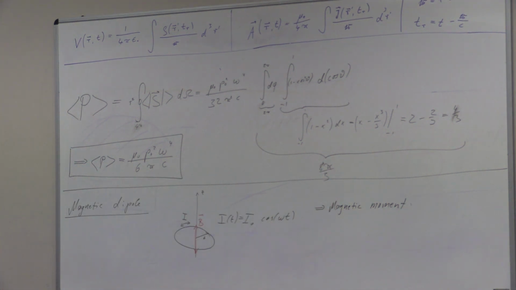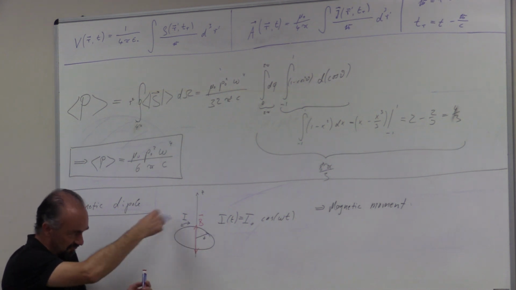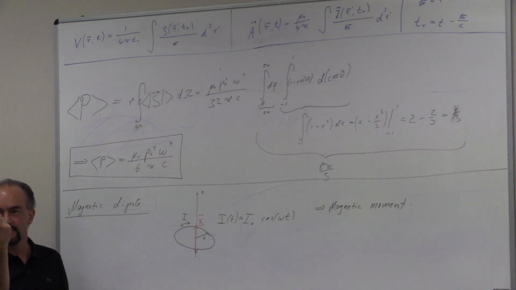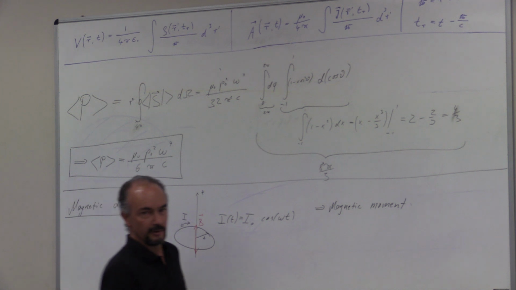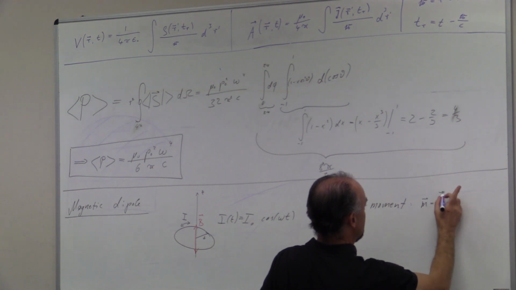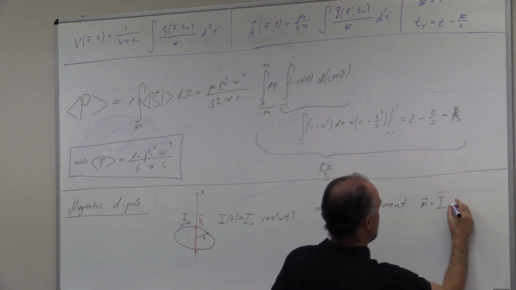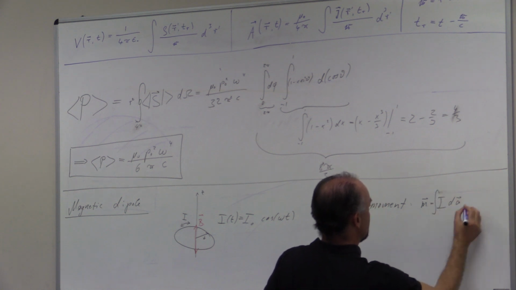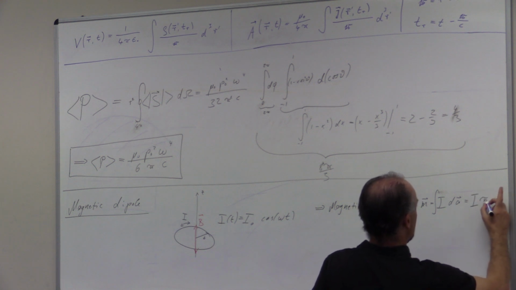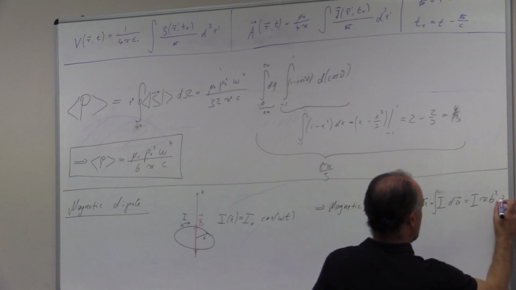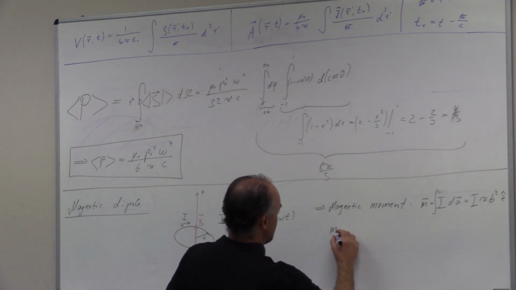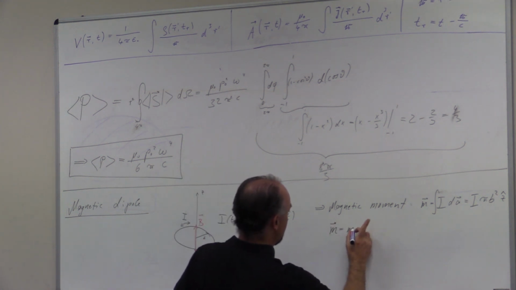Anybody remember how we calculate the magnetic moment of the current encircling some radius, circle of radius b? Really just I, current, or in this case, it's really just I times b squared, and it goes in this direction. And we can say that's the magnetic moment.